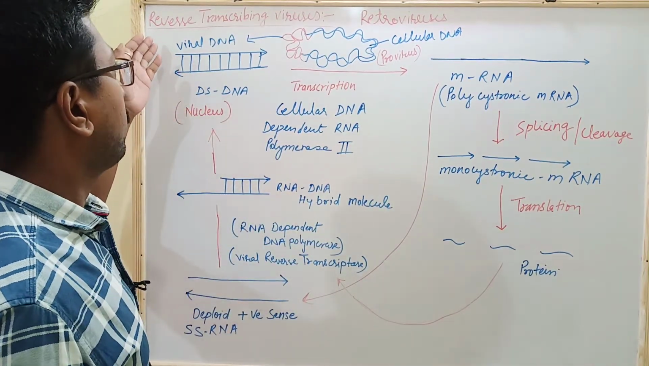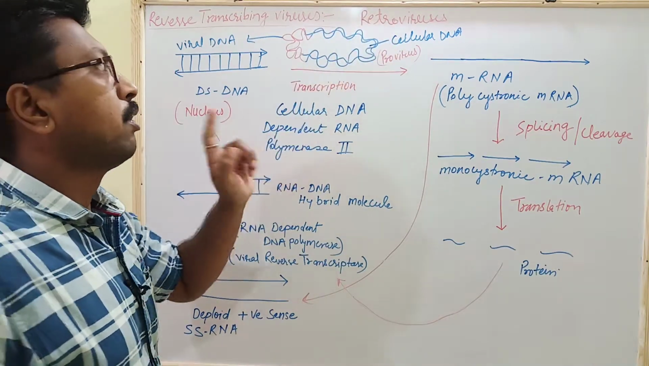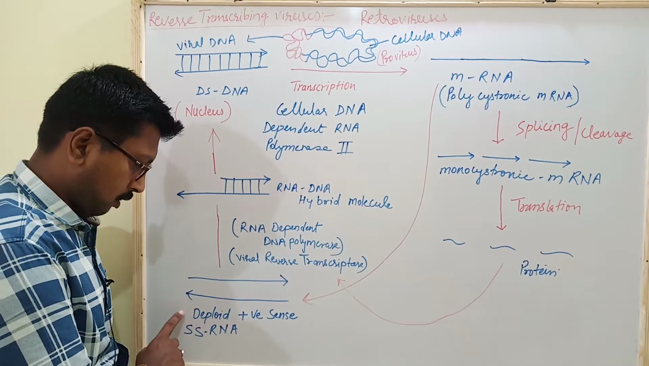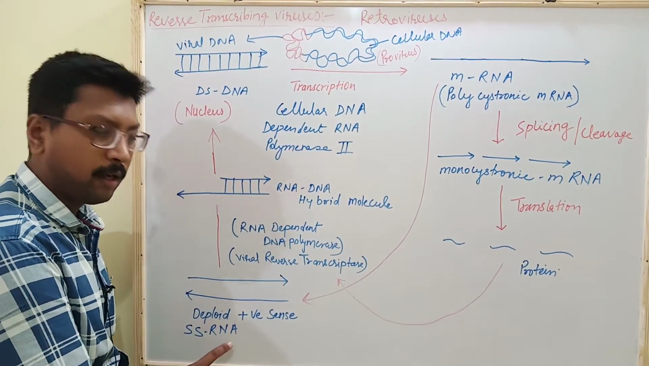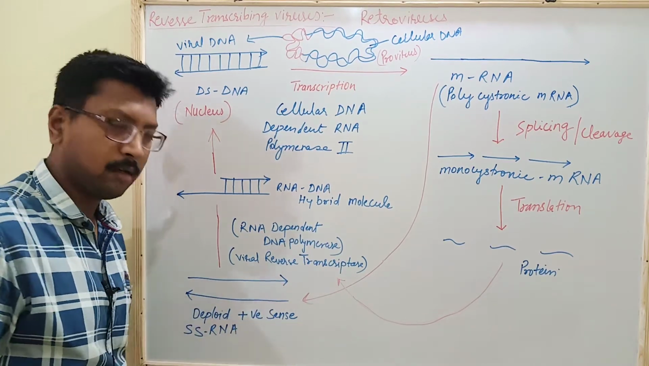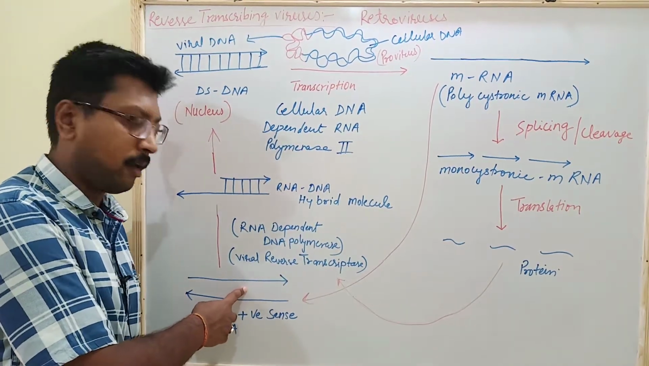The new topic is the replication procedure in reverse transcribing viruses, that is, in the case of retrovirus. So the genome of retrovirus is diploid positive sense single stranded RNA. There are two arrows in different directions, and they are the diploid positive sense RNA.